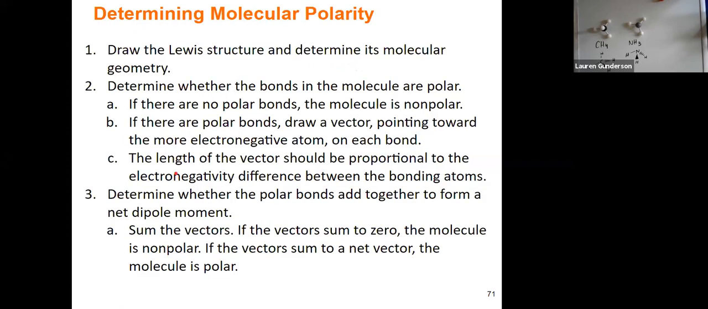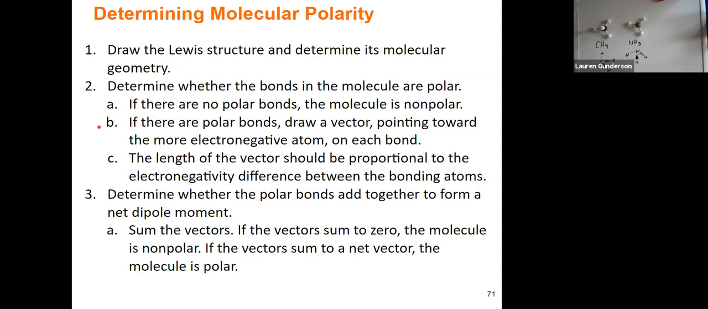So to figure out if you have a polar molecule, you want to go through the same process every time, and you'll be able to sort it out for yourself. The first thing you want to do is draw the Lewis structure. We always want to draw the Lewis structure first in this chapter, okay? From there, you're going to determine the molecular geometry, okay? After that, you're going to look at your structure and you're going to look at every bond in that structure and decide if you have polar bonds or non-polar bonds. If there are no polar bonds anywhere, then the molecule is non-polar anyway.